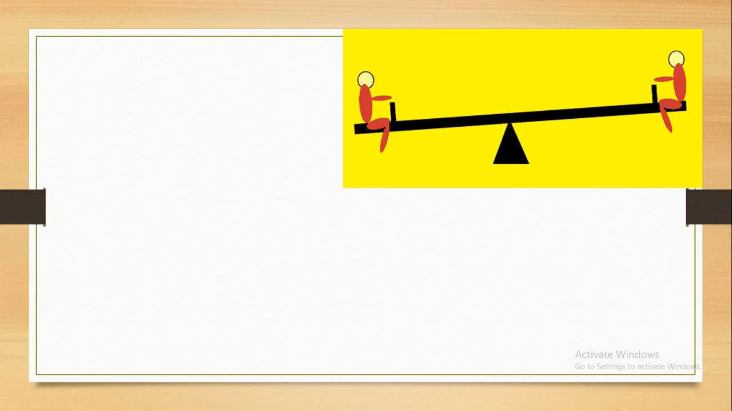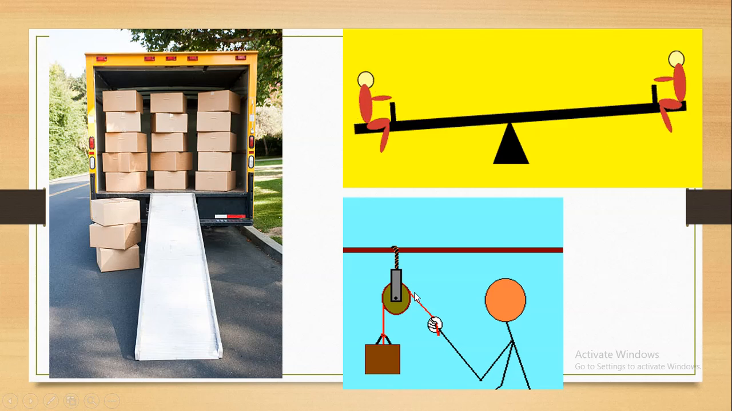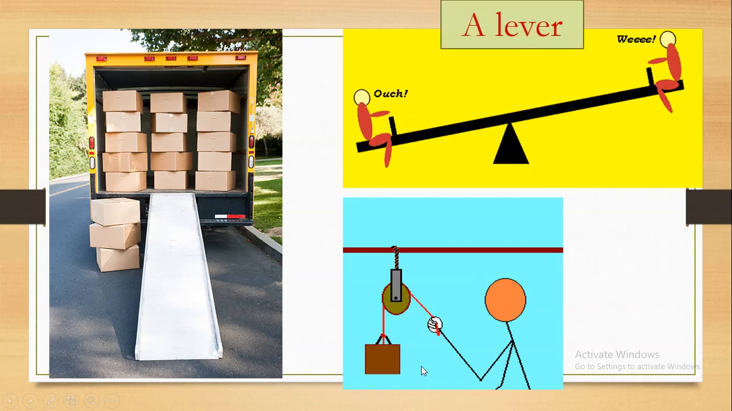To the exercise, write the simple machine used in each picture. This is the first picture, this is the second picture, and this is our third picture. What do you think? This is a lever, yes, and this is a pulley, and this is the inclined plane or the ramp.